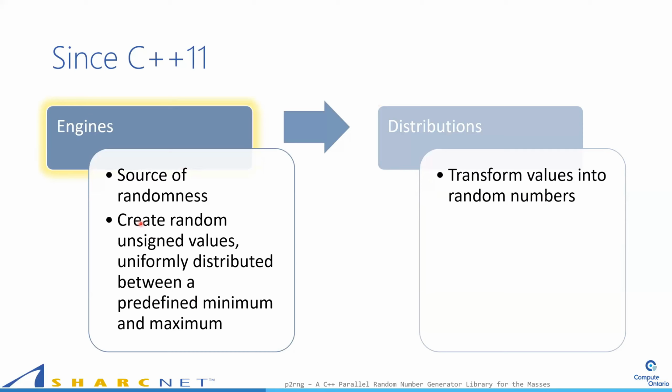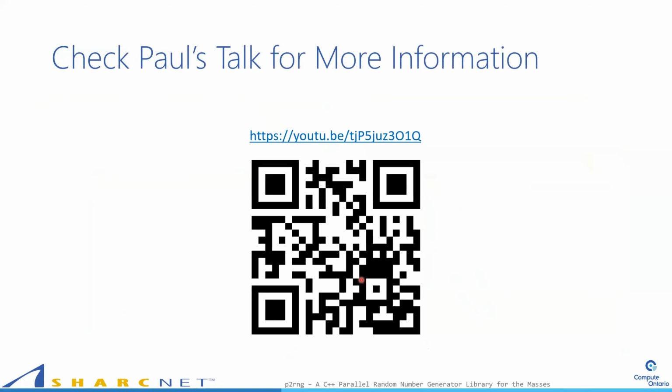Engines act as a source of randomness to create random unsigned values, which are uniformly distributed between a predefined minimum and maximum. Distributions, on the other side, transform those values into random numbers. There is a great talk by my colleague Paul Perini that goes into nitty-gritty details of using C++11's engines and distributions. You can check it by going to this link.